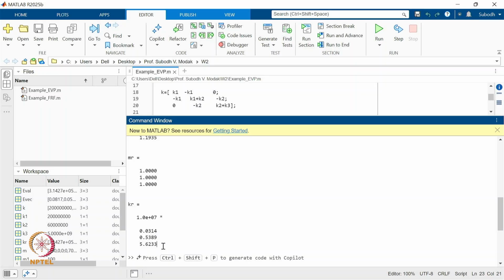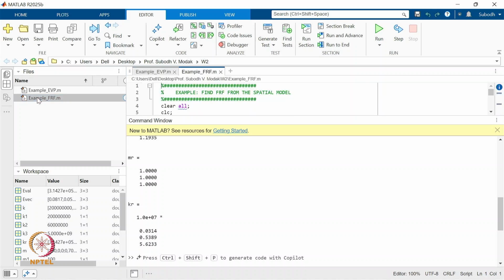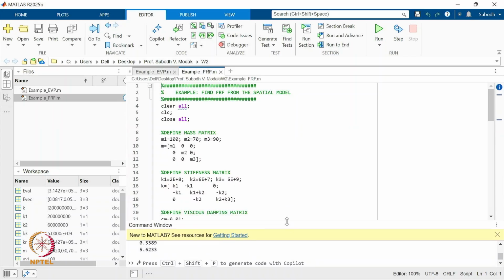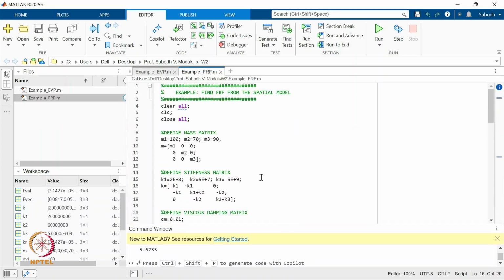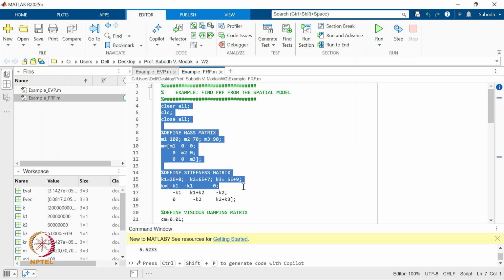Now, I go to the next example, right, and let me open the file example FRF. So, this is example 8 now. Let me first explain the code. These are the statements we had in the first problem's code as well, and then we are defining the mass matrix. So, all this part of the code is identical to the first code, which I have just copied here.